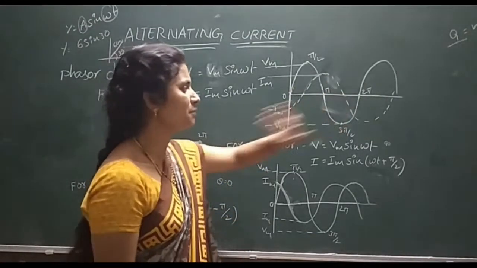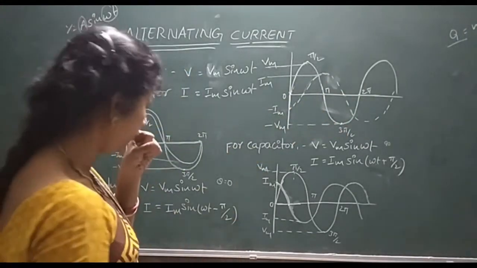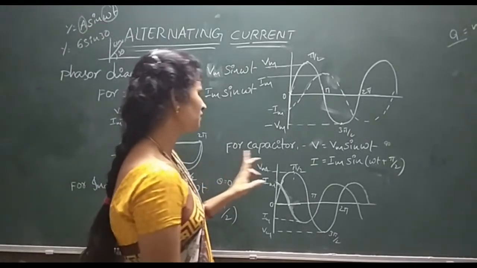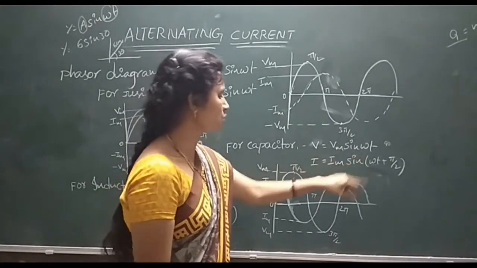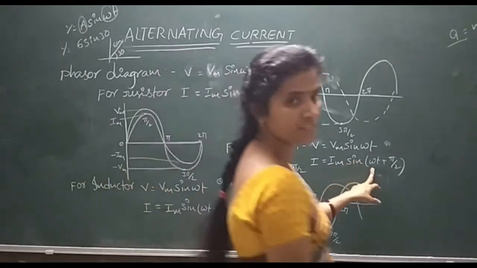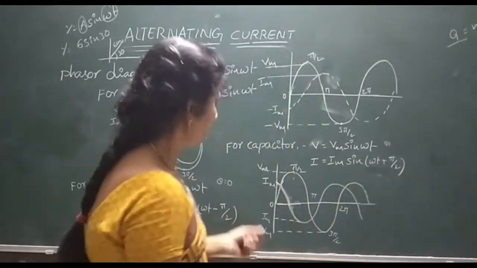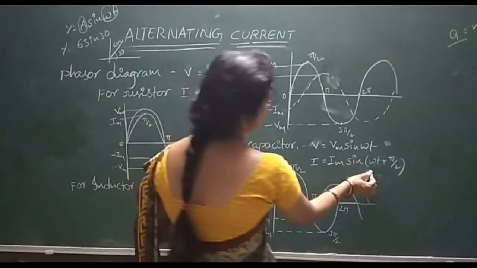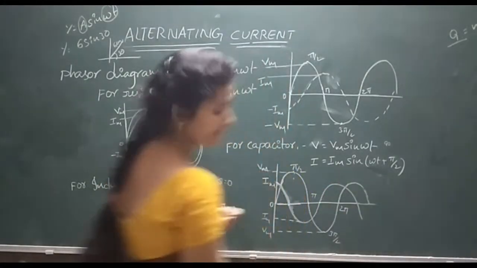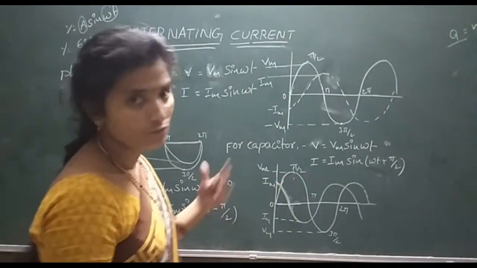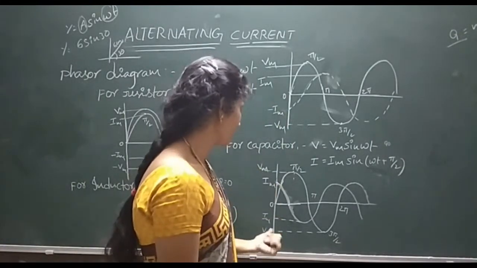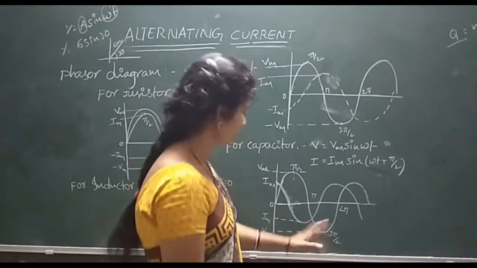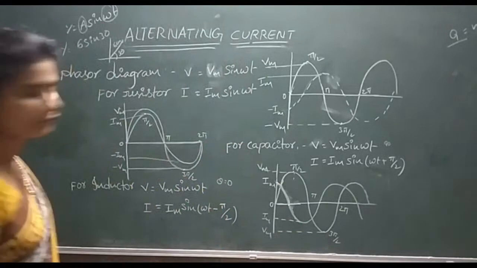Then the phasor diagram is like this. For a capacitor, V is equal to Vm sin omega t and I is equal to Im sin(omega t plus pi by 2). So here the current leads the voltage by pi by 2 radians when the AC voltage is applied to a capacitor. Then the phasor diagram is like this. So these are about the phasor diagrams.